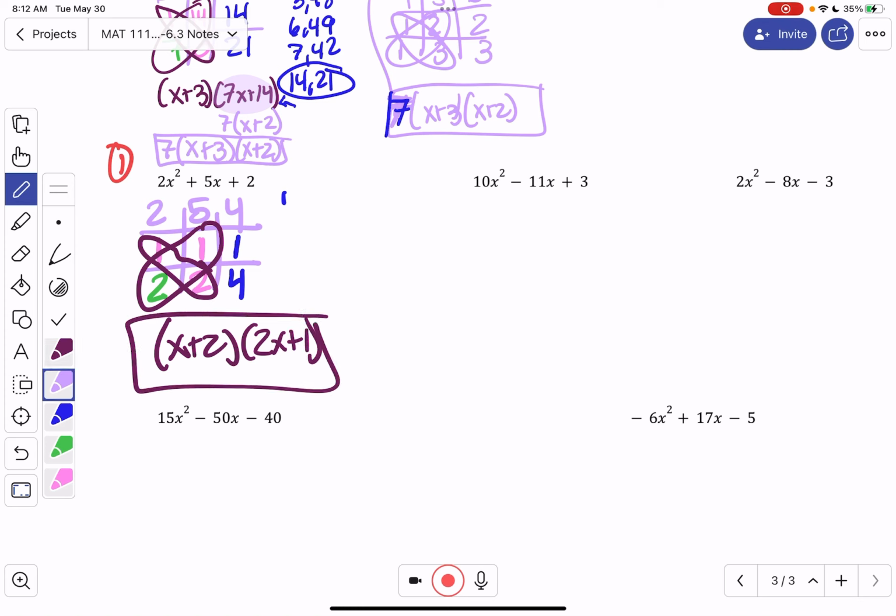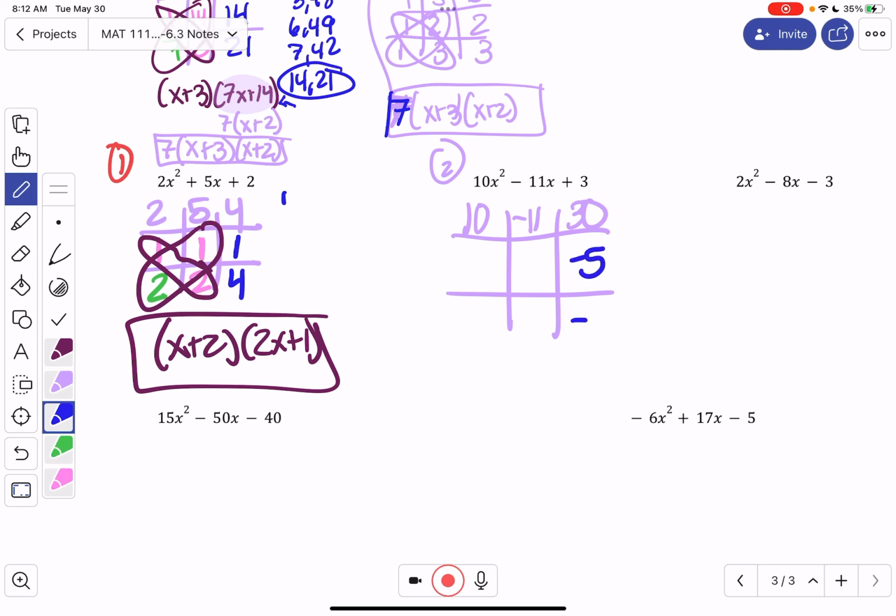Let's do the next one. There's no greatest common factor. Tic-tac-toe, A, B, A times C. Factors of 30 are going to be negative 5 and negative 6. Greatest common factor of 10 and 6 is 3. Nope, it's 2. Multiply up. 2 times 5 is 10. 5 times negative 1 is negative 5. 2 times negative 3 is negative 6.